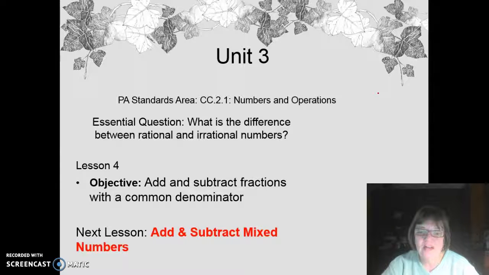But anyway, tomorrow, adding and subtracting mixed numbers. What does that mean? Are they different colors? Maybe they're different shapes. Maybe they're different fonts. Maybe they're bigger and smaller. I don't know. We'll find out what a mixed number is next time.